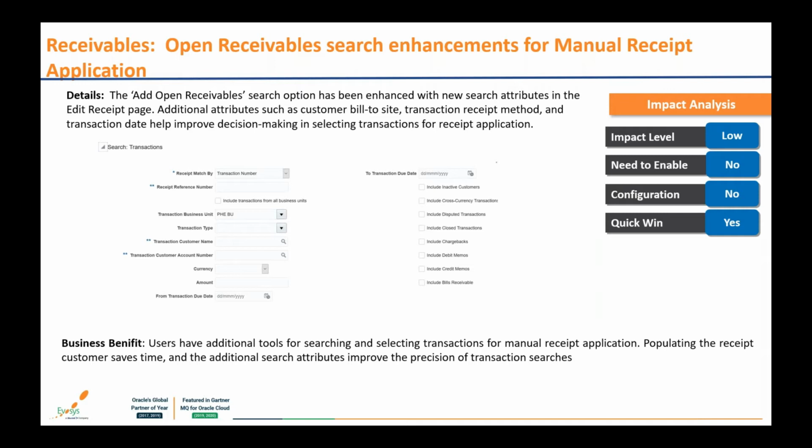The additional attributes that are available are the site details, the customer bill-to site, and the receipt method on a particular invoice. So I can search only for those invoices which have a receipt method of electronic or any such method. I can also now search by the transaction date, which was earlier not available on the search screen for the receivable invoices.